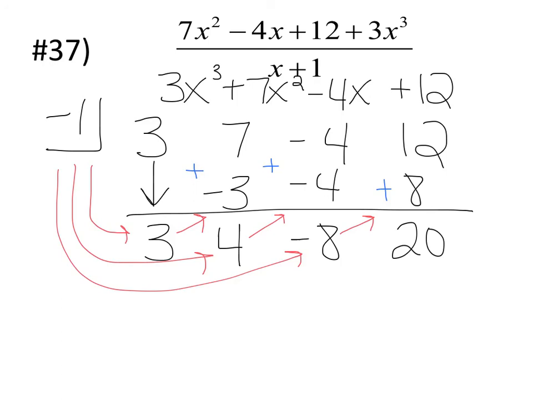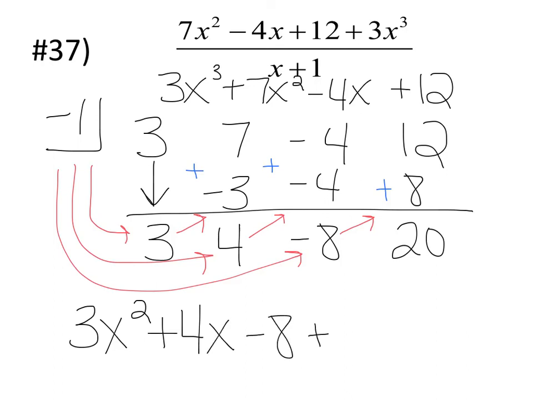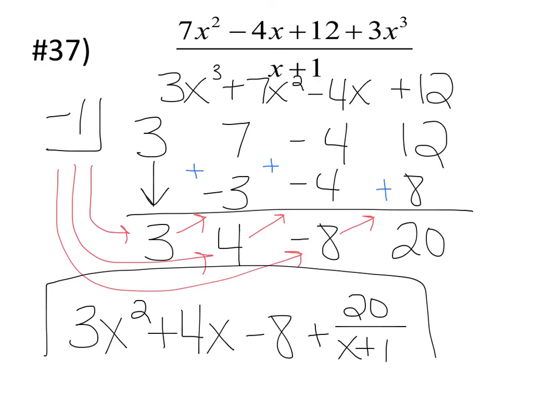So we started with x cubed. So you always go, first number is always the coefficient of 1 less. So we're going to go 3x squared plus 4x minus 8. Since it's a positive 20, we do plus 20 over x plus 1. And that's our answer. And that's it.